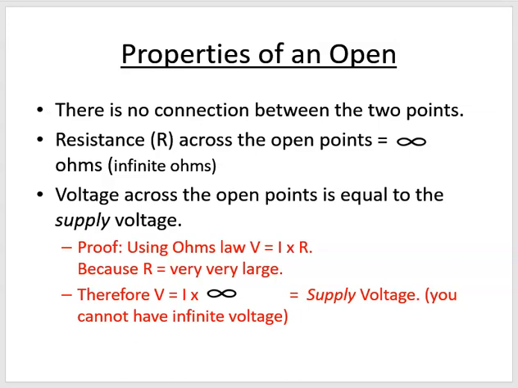We can outline 3 key properties of an open circuit. First of all, there is no connection between the 2 points. Because of that, the resistance across the open points is infinite. If the circuit does have a voltage supply, then the voltage across the open points will equal the supply voltage. This doesn't necessarily mean the main supply voltage. It means the supply voltage supplying that part of the circuit.